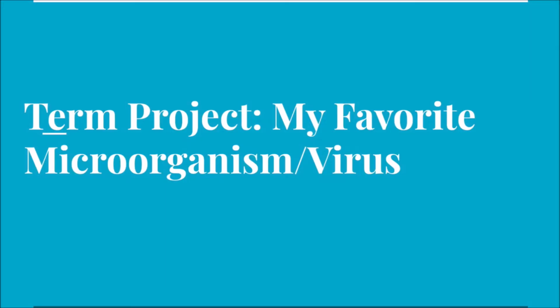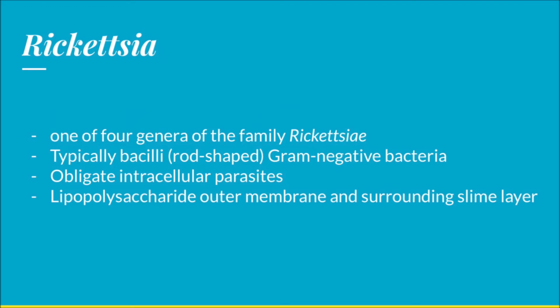My favorite microorganisms are a group of bacteria known as Rickettsia. They are one of 4 of the genuses of the family Rickettsiae. They're typically rod-shaped gram-negative bacteria. This group of bacteria are known as obligate intracellular parasites, which means that they are organisms that absolutely require eukaryotic hosts to survive and replicate.